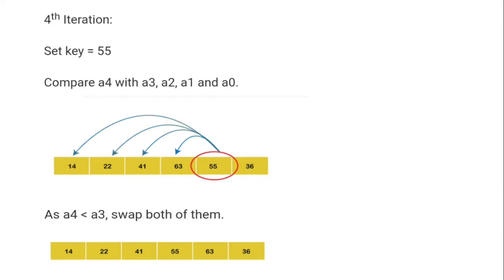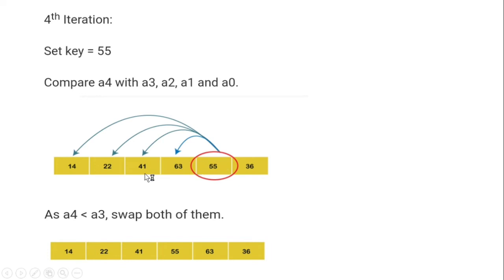In the fourth iteration we set the key, next key 55, and 55 को कंपेयर करेंगे बाकी के एलिमेंट से, ठीक है. Now you can see, compare A4 with A3, A2, A1 and A0. Okay, all the 4 elements from the left side of the key which we compare with.